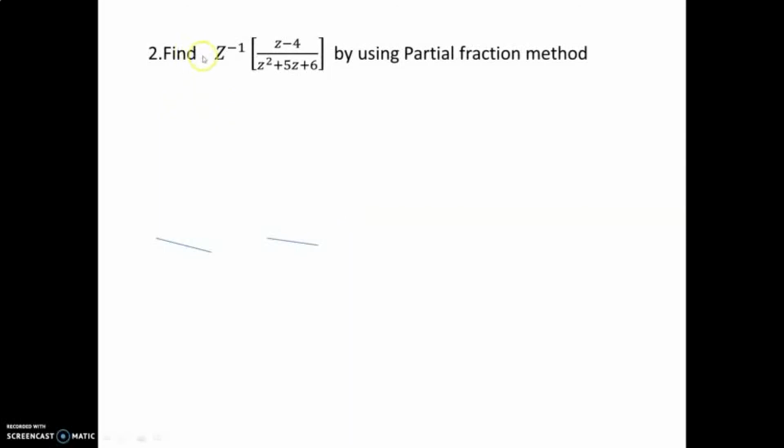Next, we are going to solve another problem. Find z inverse of z minus 4 by z squared plus 5z plus 6 by using the partial fraction method. Inside the inverse z transform, let it be f of z. Here f of z is z minus 4 by z squared plus 5z plus 6. But this function is not an elementary function. To convert this function to elementary function, we use the partial fraction method.